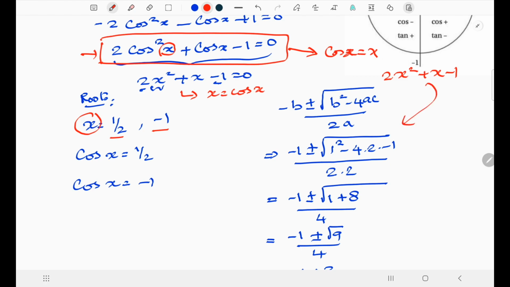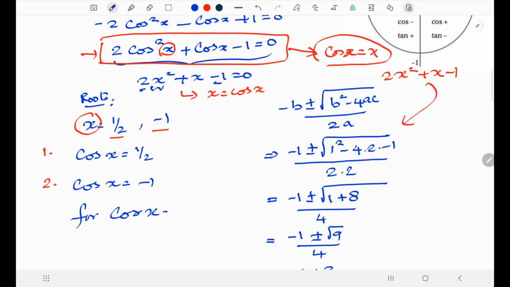Clear? Now after finding the roots, we have x equal to 1 by 2 and minus 1. What is x here? For this quadratic equation, we have assumed that x equal to cos x. So finally we got cos x equals 1 by 2 and cos x equals minus 1. Clear? Now we need to solve for x. Sorry, not for x, for cos x. Erase this one.